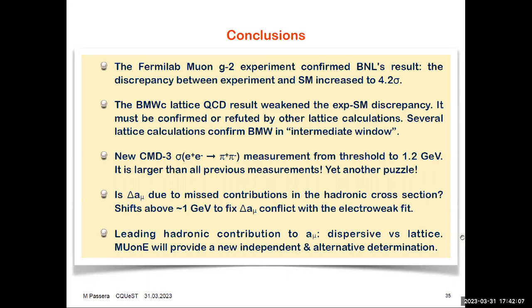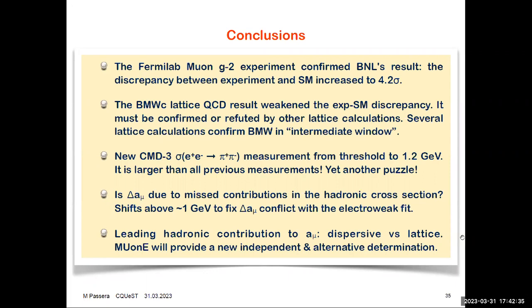I hope I convinced you of the question: can the discrepancy be due to a contribution in the hadronic cross-section, a missing contribution? The answer is yes, if at higher energy, not at low energy. And by high, I mean above roughly 1 GeV, because otherwise you screw up the electroweak fit. And this is an important constraint that we should not touch.